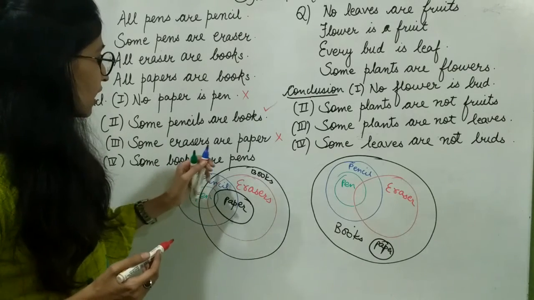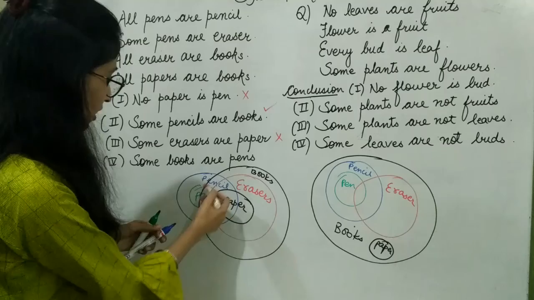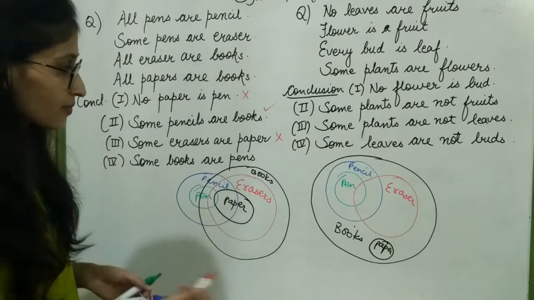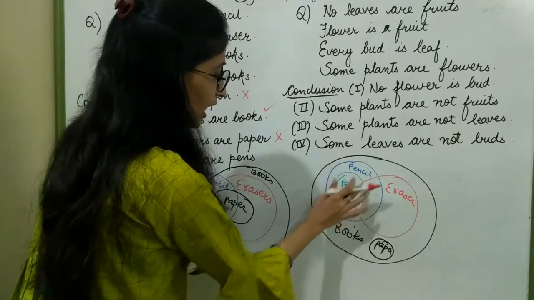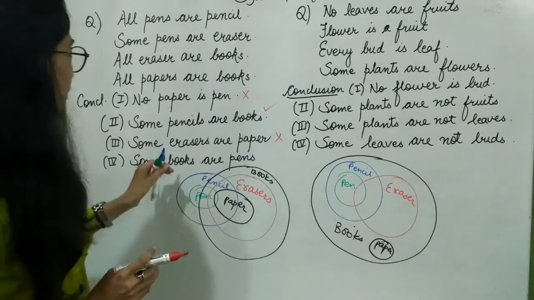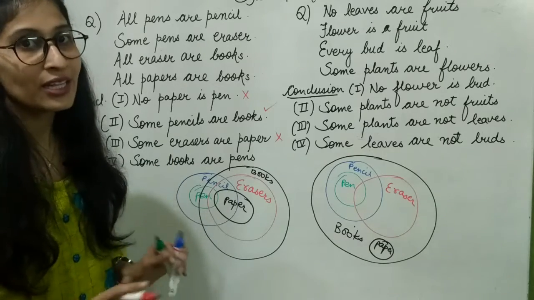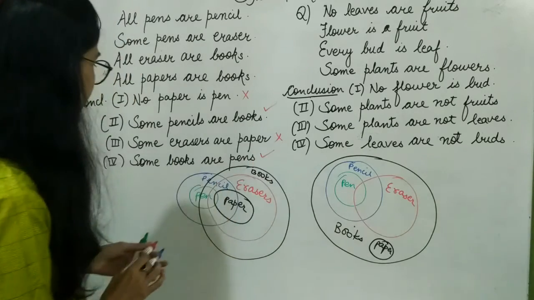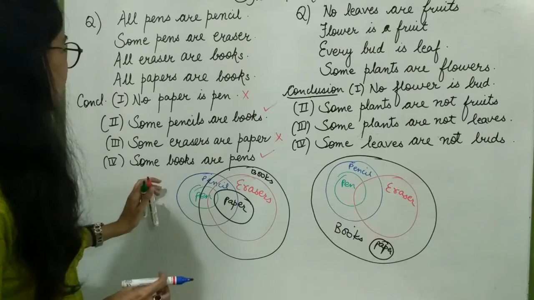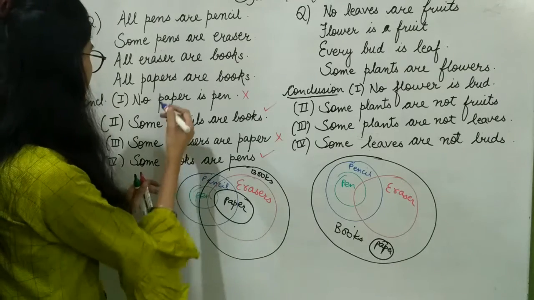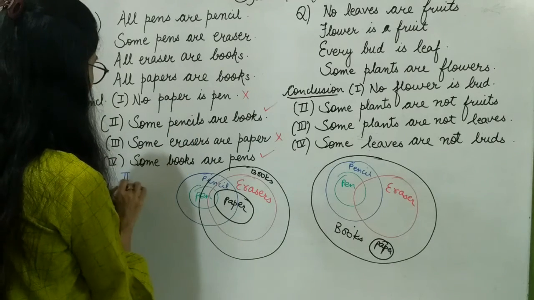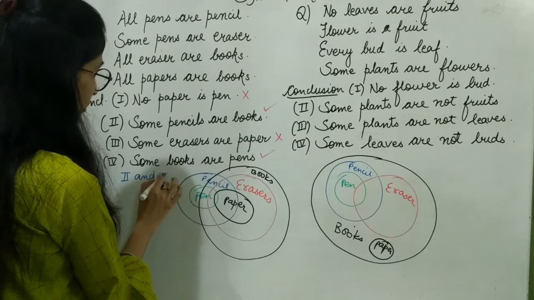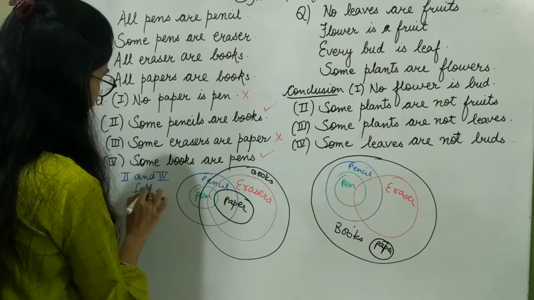Conclusion 4: some books are pens. The fourth conclusion is satisfying both the Venn diagrams. So it is also correct. So the correct answer for this question will be that conclusions second and fourth follow.